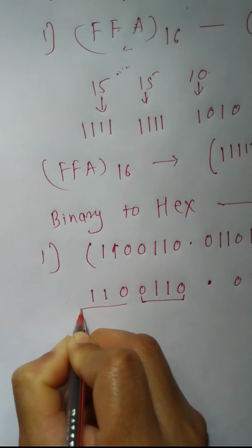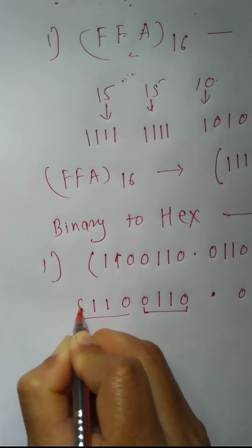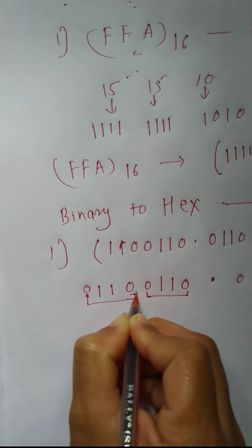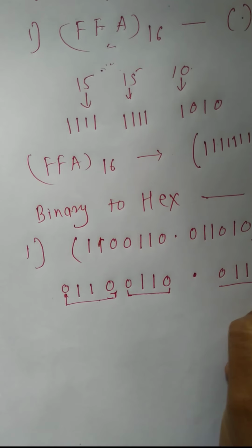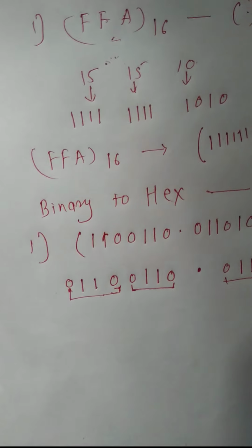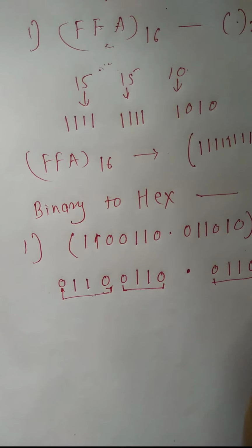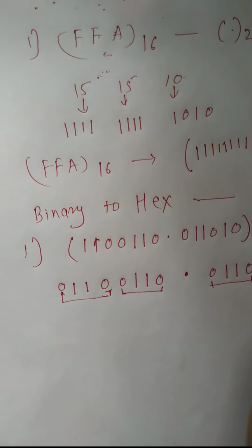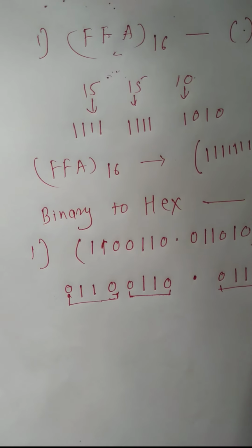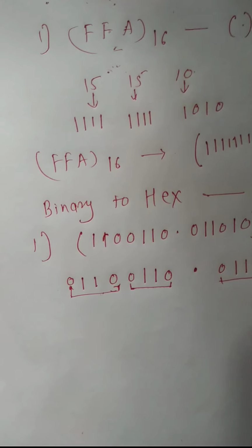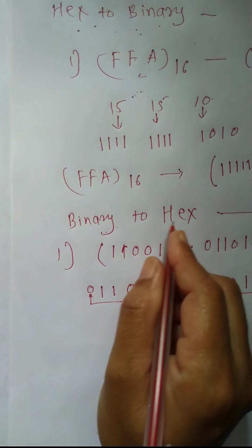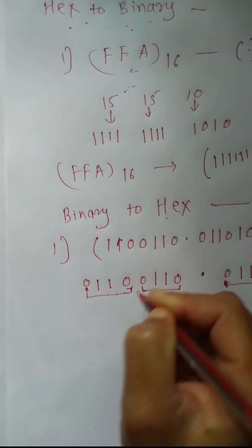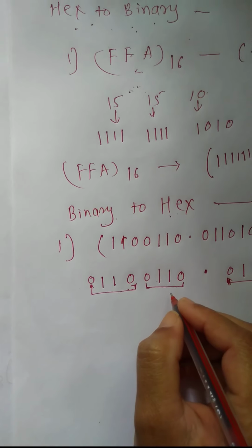To complete the 4 bits we add a 0, and that is represented in binary as 4 bits. This is a group of 4 bits. This is the first group, and for this 1 0, to complete the bits we add 2 zeros and complete that 4-bit group. In binary to hex, we take binary digits in groups of 4 bits and find the corresponding hex digit.